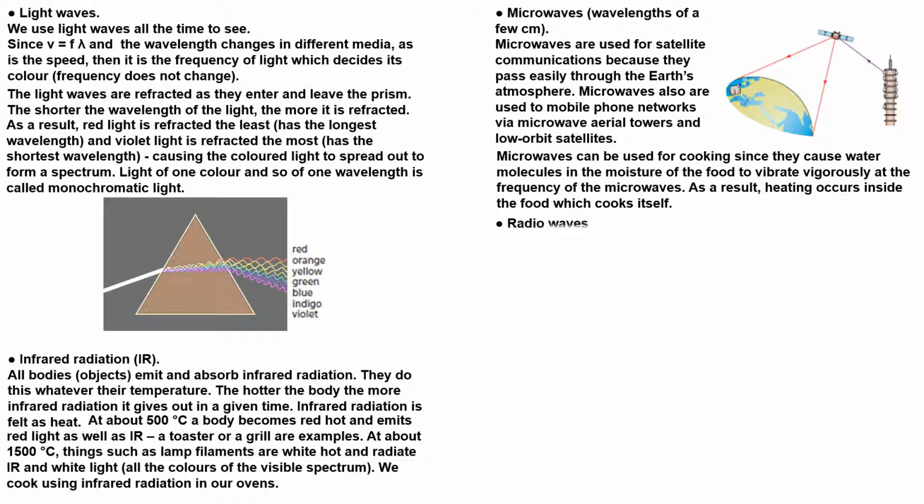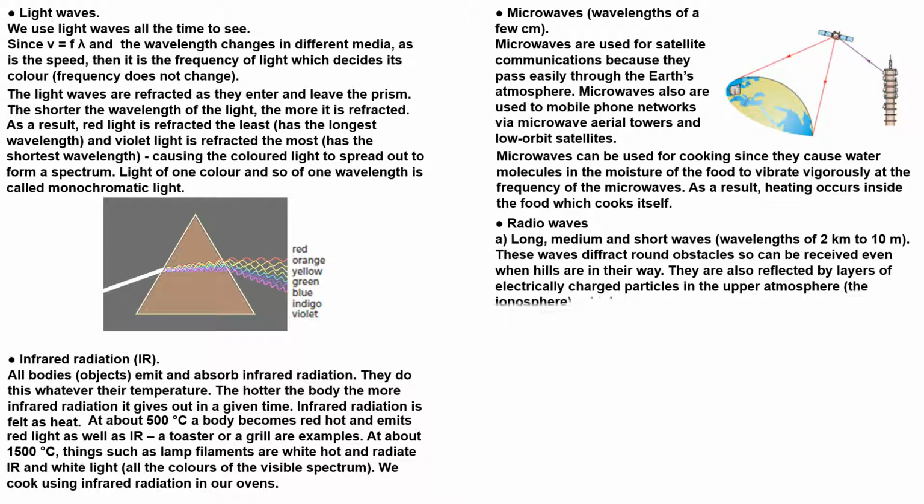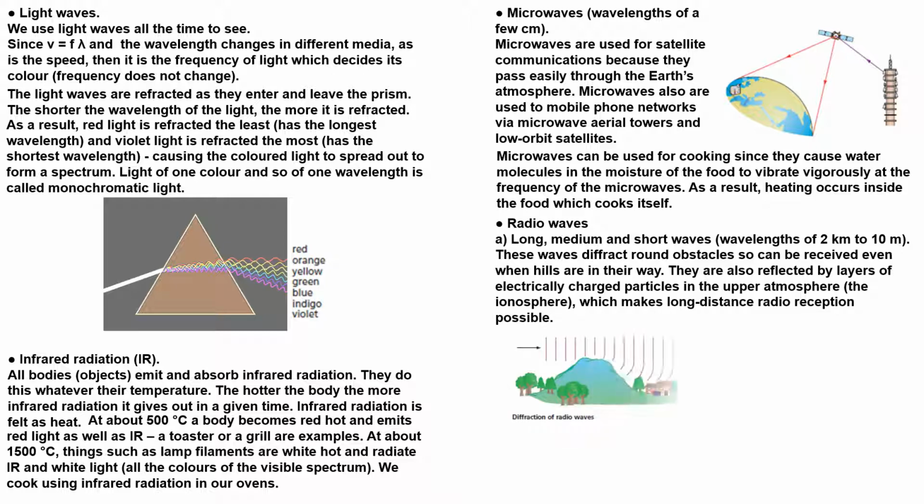Radio waves. There are two types: long, medium, and short waves. These waves diffract around obstacles, so can be received even when hills are in their way. They are also reflected by layers of electrically charged particles in the upper atmosphere, the ionosphere, which makes long-distance radio reception possible.